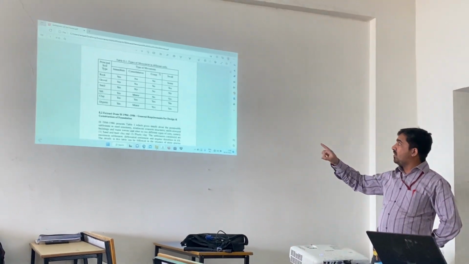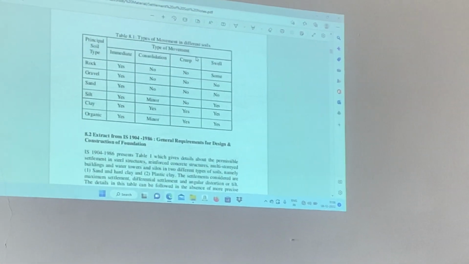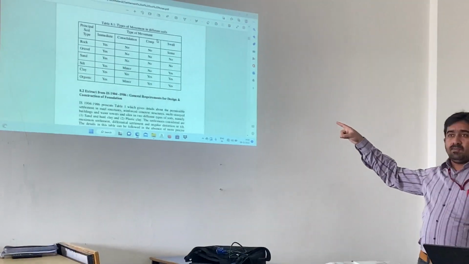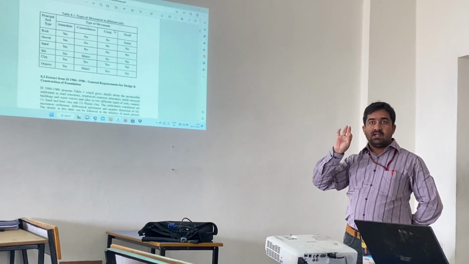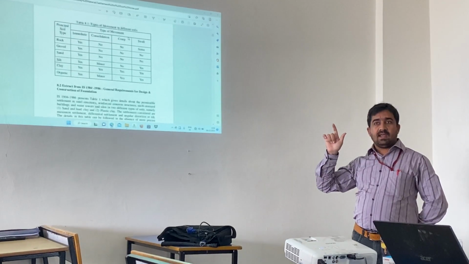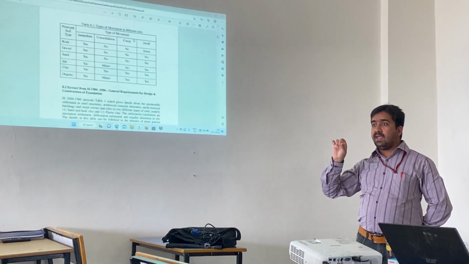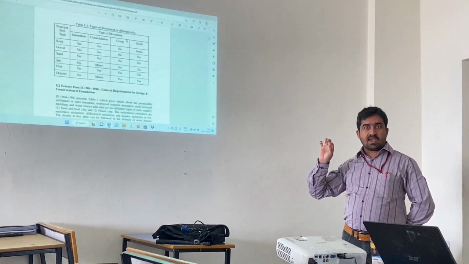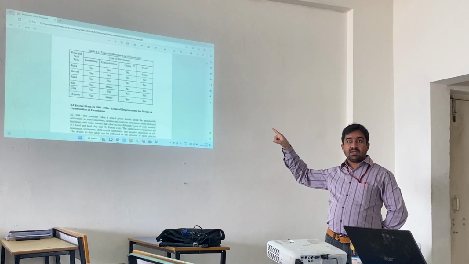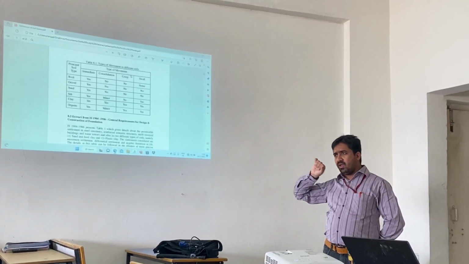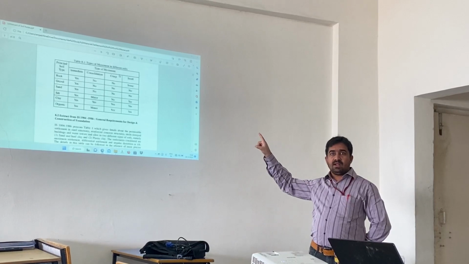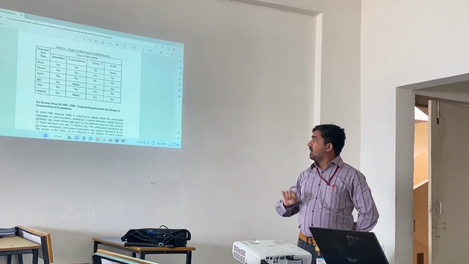In silty soil, there will be the presence of immediate settlement. Consolidation settlement will be minor, which is negligible. Creep settlement will not form in silty soil. Then in silty soil and clay soil, there will be characteristics called swelling and shrinkage. So these are a few field examples. If you are working as a geotechnical engineer, these parameters will be used while designing a particular type of foundation.